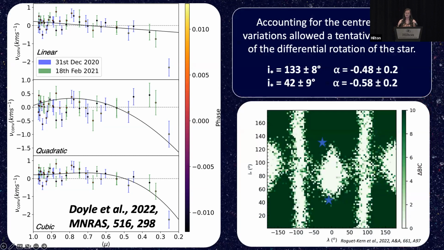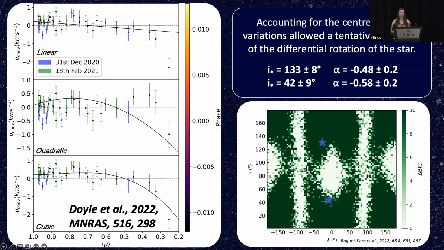For WASP-166 as well, these center-to-limb variations are on the order of 1 to 2 kilometers per second. If we're expecting a differential rotational shear on this star of about 0.5, the change in velocity would be about 2.5 kilometers per second from pole to pole. So therefore, this change could be hidden by the center-to-limb variations. And here what we did was we used the center-to-limb variations to then fit a differential rotation model, and we were able to pick out a tentative detection where there was a bit of a degeneracy between whether the star is pointing towards or away from us.